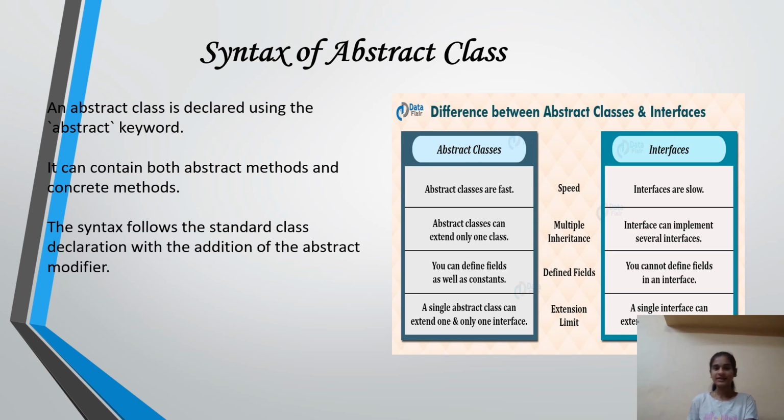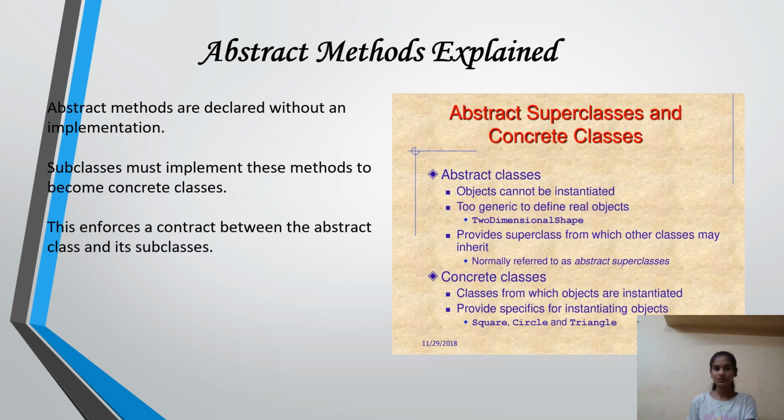Syntax of abstract classes. An abstract class is declared using the abstract keyword. It can contain both abstract methods and concrete methods. The syntax follows the standard class declaration with the addition of the abstract modifier.